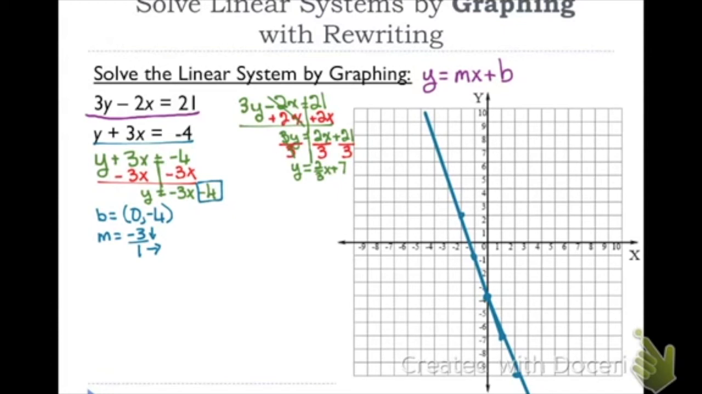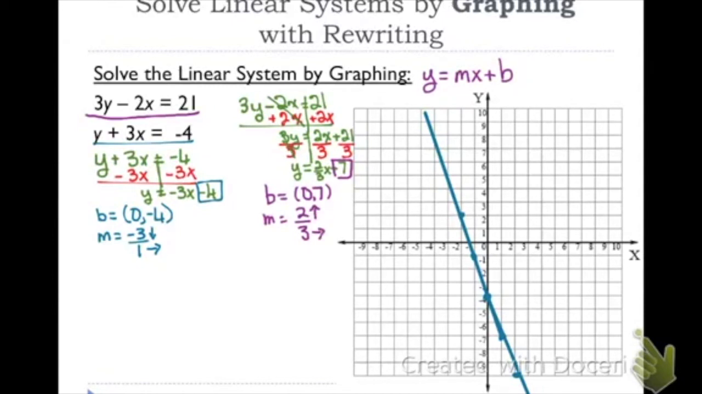Now, let's go to our other equation, my y-intercept. Sorry, I'm using the wrong color there. I'm going to use purple on this one. My y-intercept is 0, 7. It's right here. And my slope is 2/3. If I gave myself driving directions, it would be up and to the right.